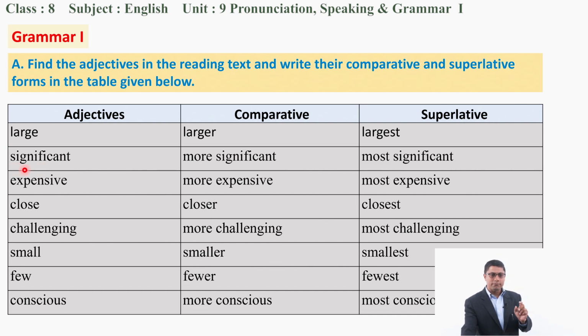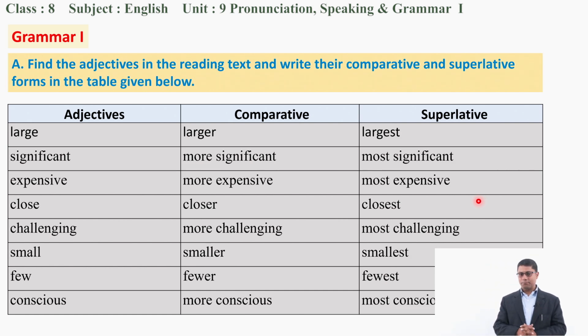Significant. So you have more syllables. So we have added more in comparative degree and most in superlative degree. The same thing applies in case of expensive. So more expensive and most expensive. Okay, I hope you got it.